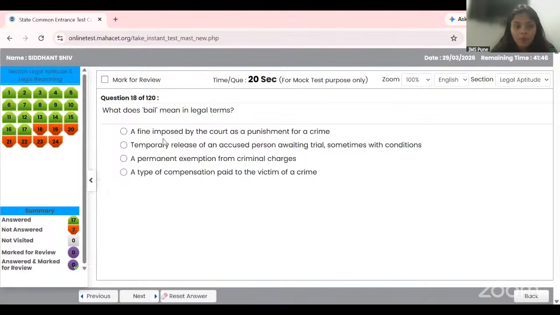So let us look at the options. First is saying that fine imposed by the court as punishment for a crime. So punishment, it's not there because in bail, your guilt is not yet proven. Option B is saying temporary release of an accused person awaiting trial. Yes, correct. This can be our answer. Permanent exemption, it is not permanent exemption. Last option is type of compensation paid to the victim of a crime. No, it is not something that goes to victim of a crime. So our answer is B.